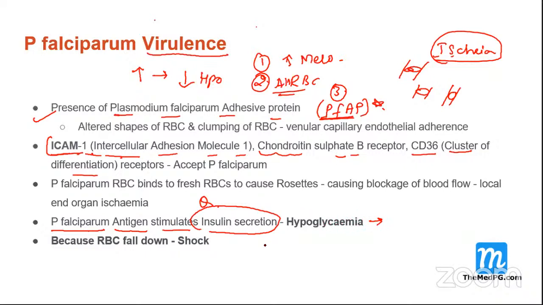So very important point you need to remember. A question can be asked: in which of the Plasmodium species is hypoglycemia seen? So what should be your answer? It is Plasmodium falciparum.